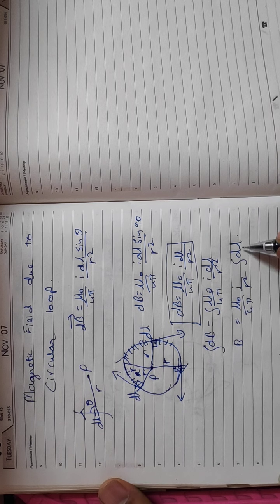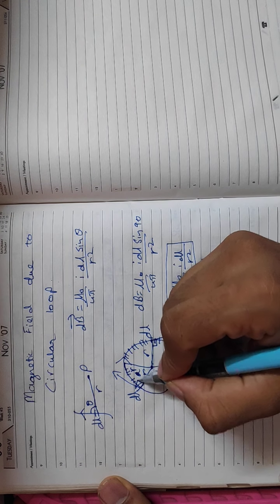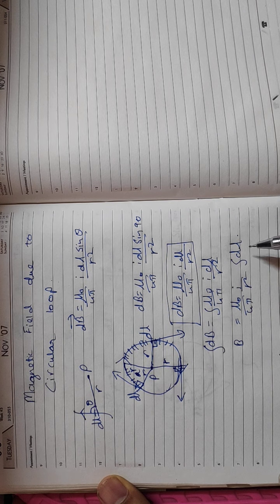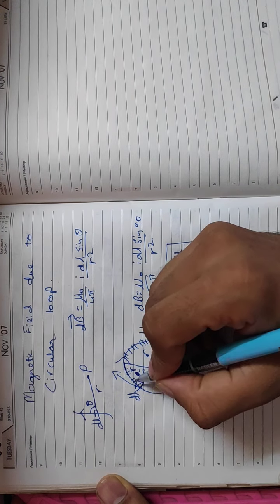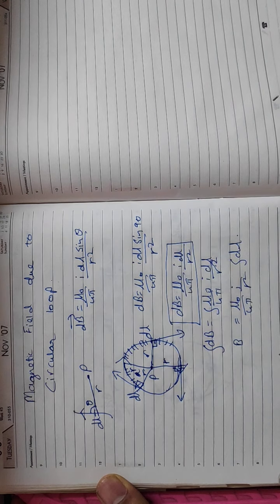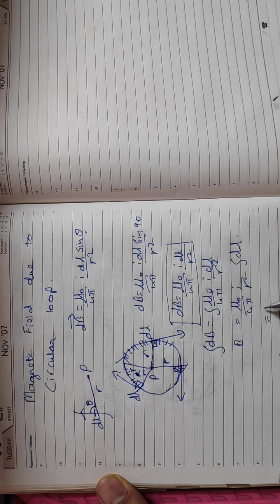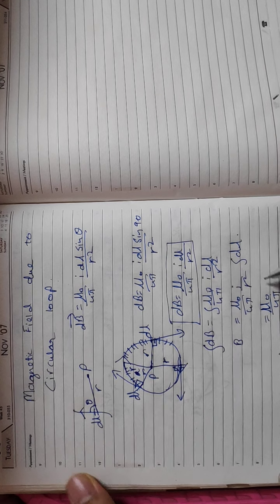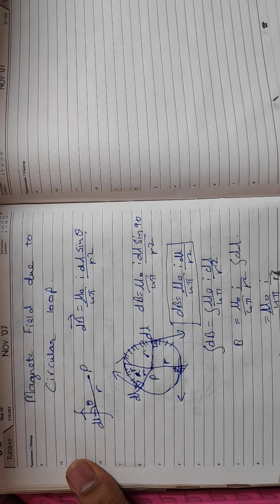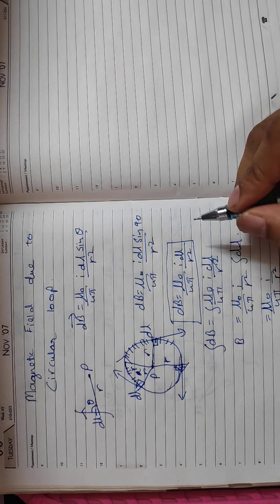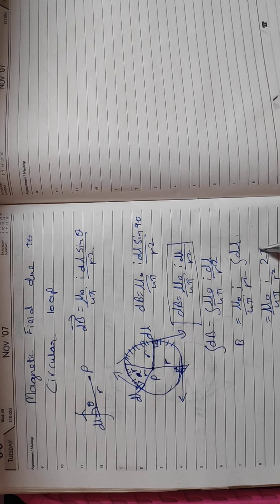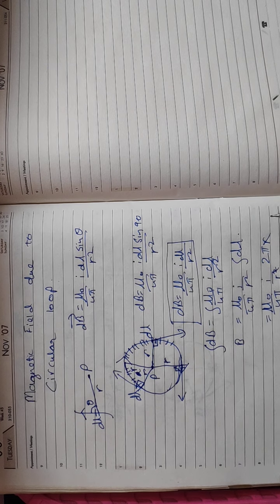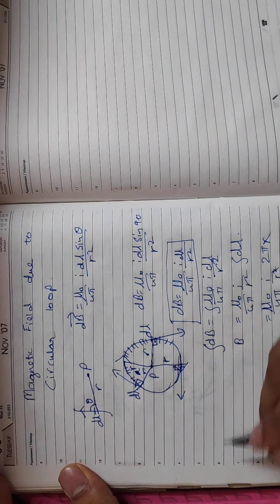Now what will be the integration of dl? dl is nothing but all around the circumference of this circle. So I can take the integration of dl as the circumference of this circle. So it will be mu 0 upon 4 pi I upon r square, times the circumference of the circle, which is 2 pi r. So one r will get cancelled over here.